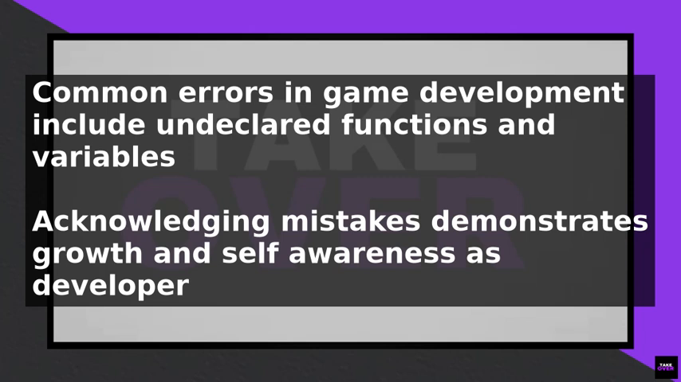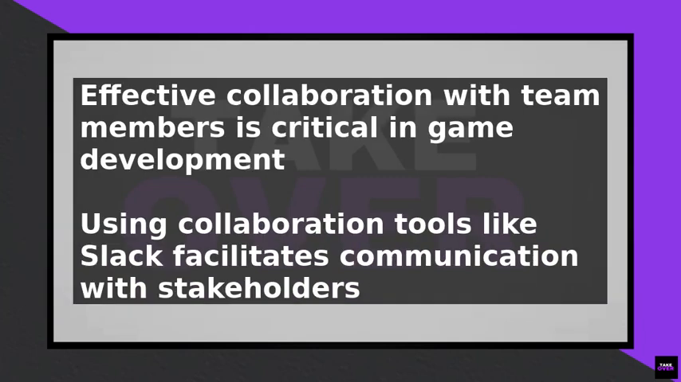Some common coding mistakes include undeclared functions, extra semicolons, undeclared variables, and uninitialized variables. By acknowledging these mistakes and explaining how you've learned from them, you can demonstrate your growth and self-awareness as a developer. Effective collaboration with other team members, such as graphic artists, is also critical in game development. Interviewers may ask about your experience working with non-technical stakeholders and how you communicate with them.